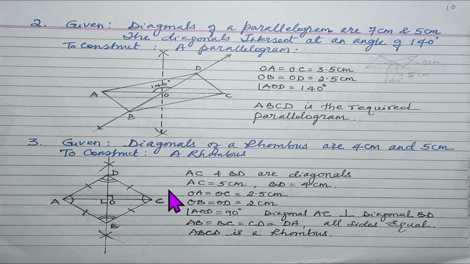Draw a perpendicular bisector to AC. Locate the point O. That means O is the midpoint of AC. Therefore, OA is equal to 2.5, and OC is also equal to 2.5 centimeters. Now from the point O, since we are given BD as 4 centimeters, from point O measure 2 centimeters, cut an arc, and from point O measure 2 centimeters, cut an arc again.